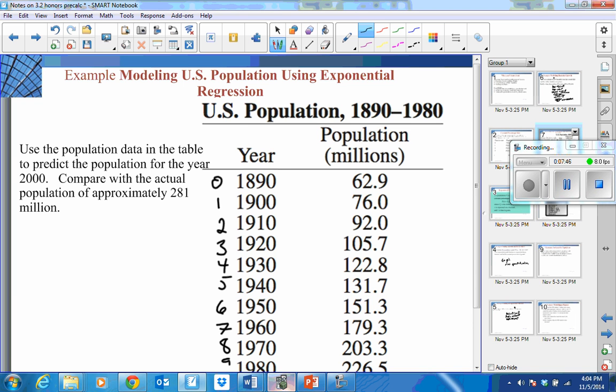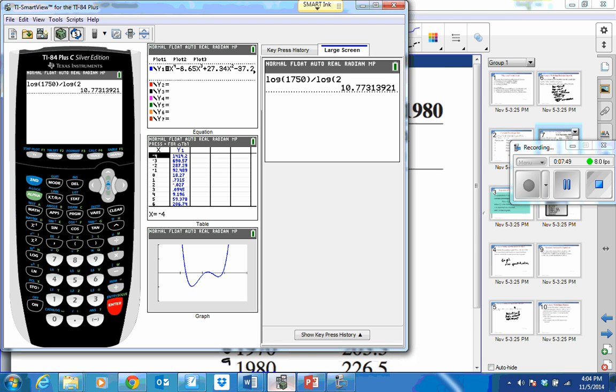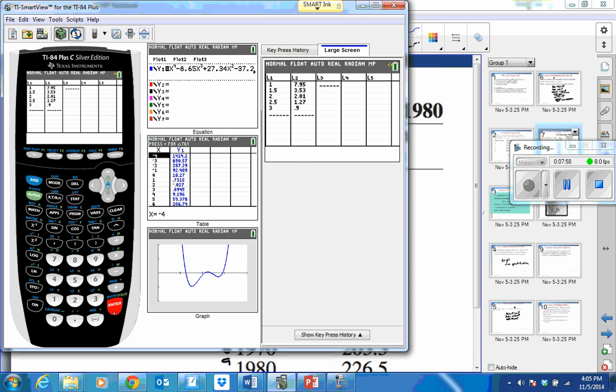So let's go to our handy dandy calculators now, and let's go to stat, and edit.